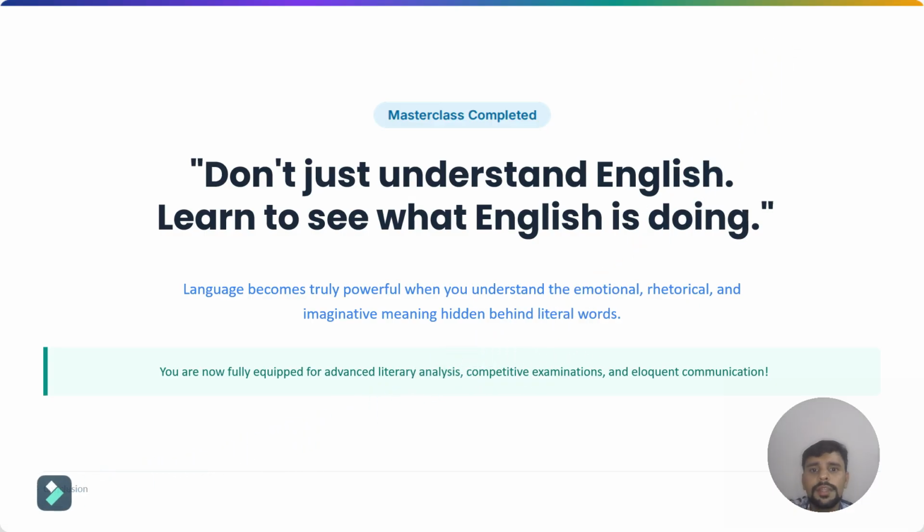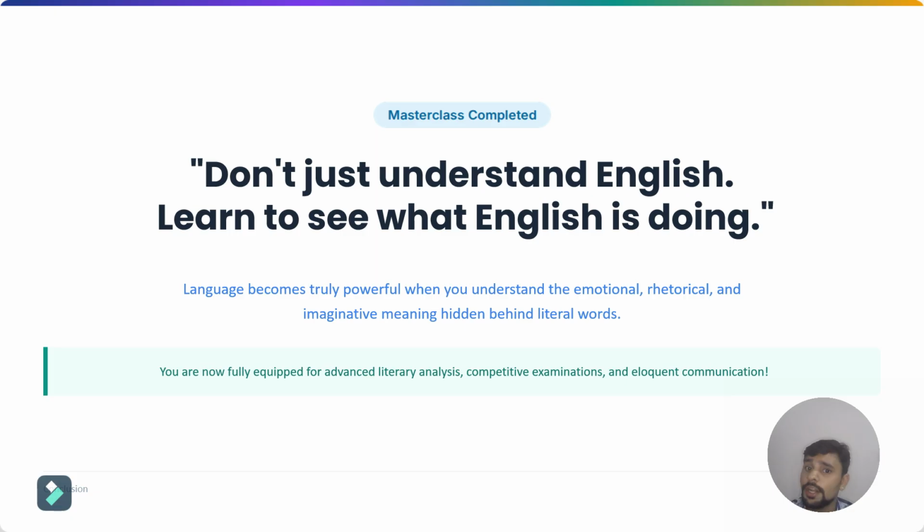At the beginner level, we ask, what does this sentence mean? At the intermediate level, we ask, why is this word being used? At the advanced level, we ask, what effect does this particular choice of language create? That third question is where literary analysis, persuasive communication, and advanced English really begin.